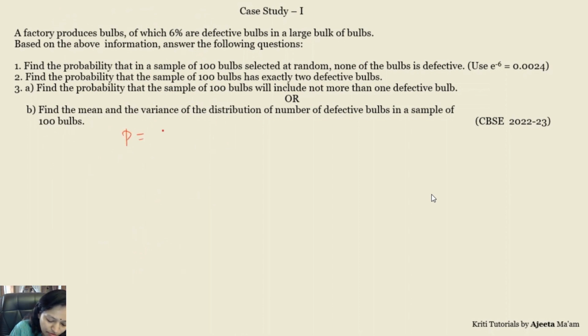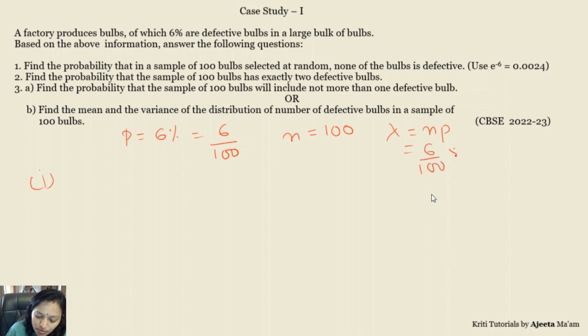So, your probability of defective bulbs is 6%, which is 6 upon 100. Now, based on the above information, answer the following. If we start with the first one, what's your n given? 100 bulbs. So, what will be your lambda? Np, which will be 6 upon 100 into 100.